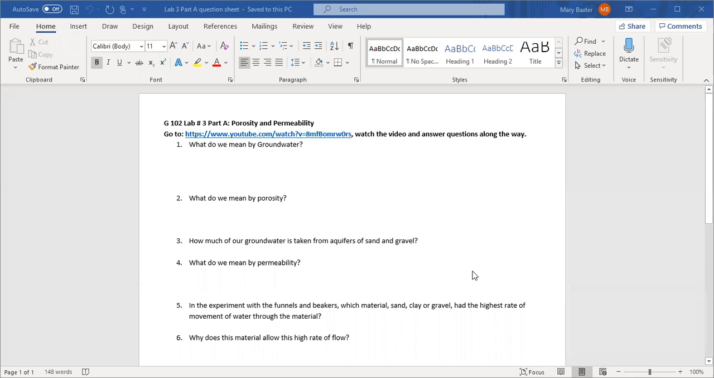So first, let me show you the documents that you're going to find in the document folder for this lab. And let me share screen here. So there's two parts to this lab. The first part, part A, is simply watching a video and then answering these questions about porosity and permeability from the information given in the video.